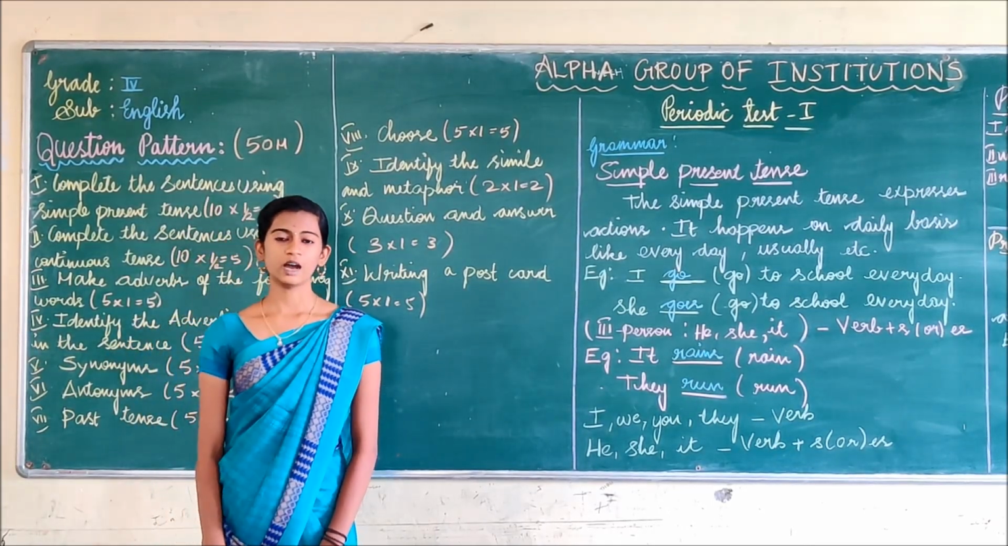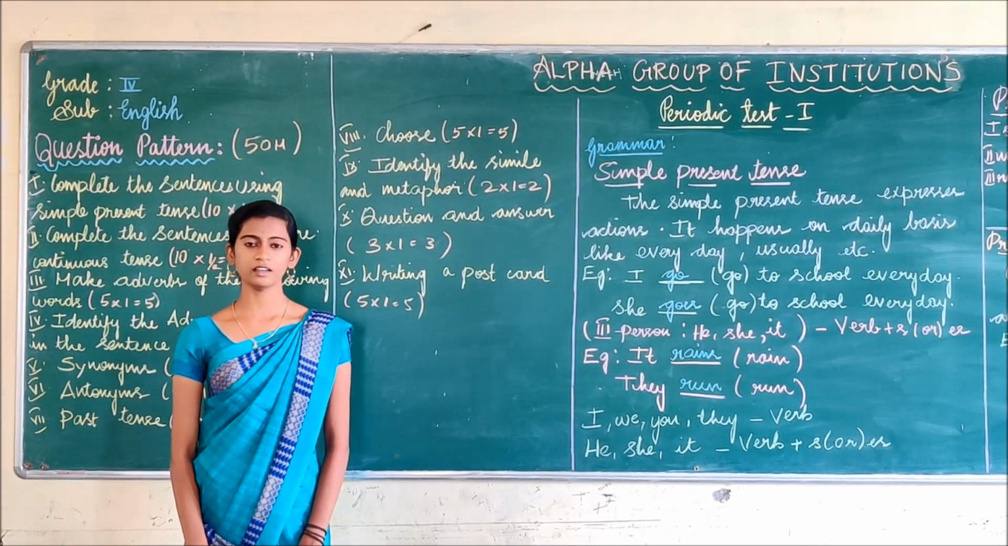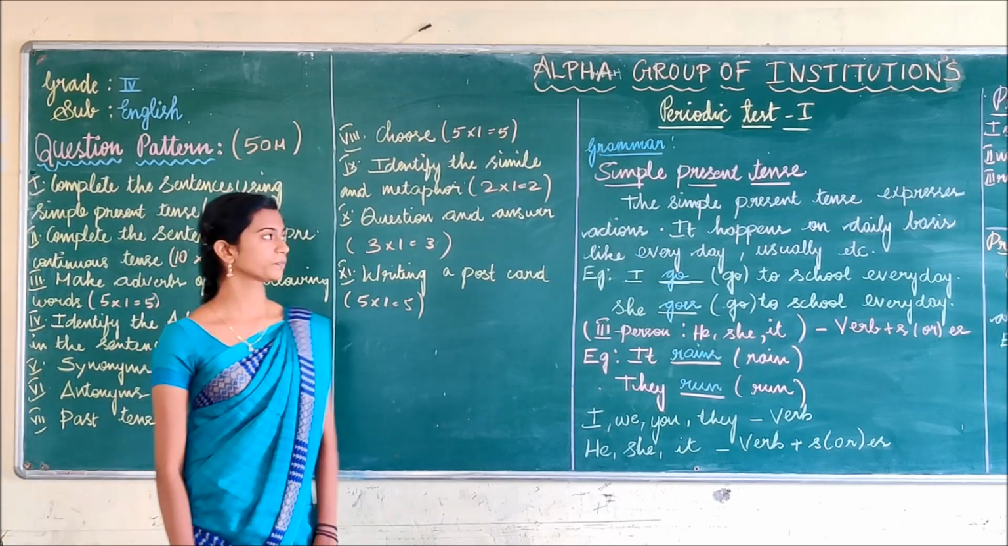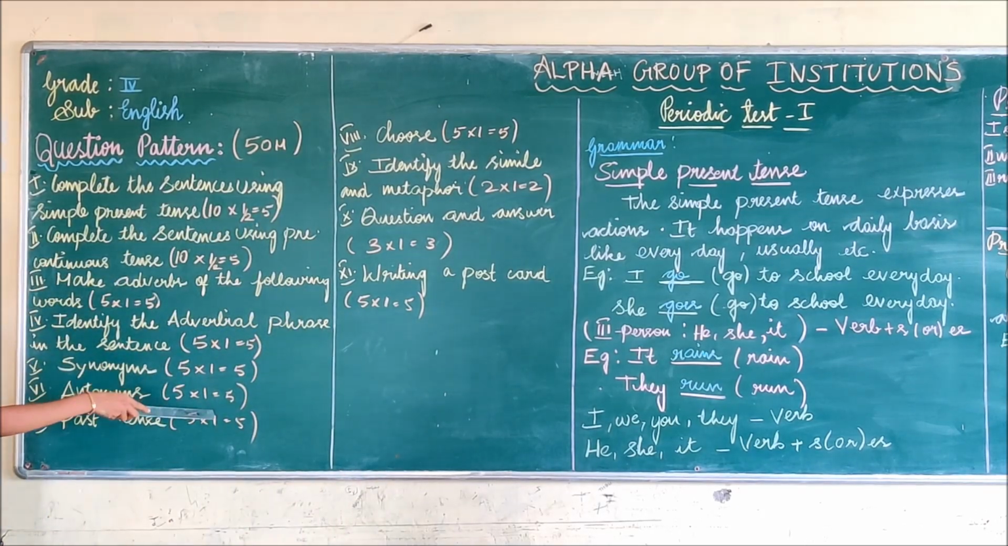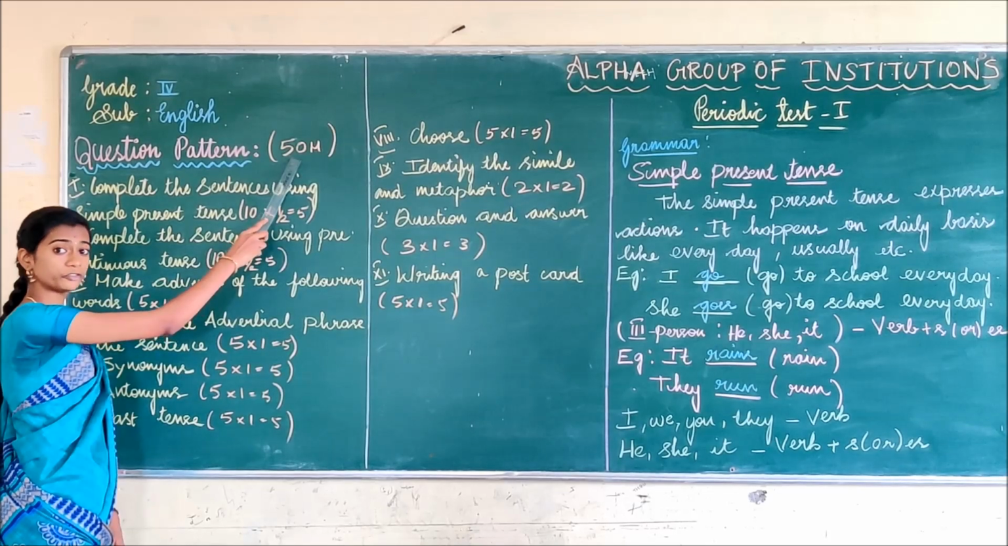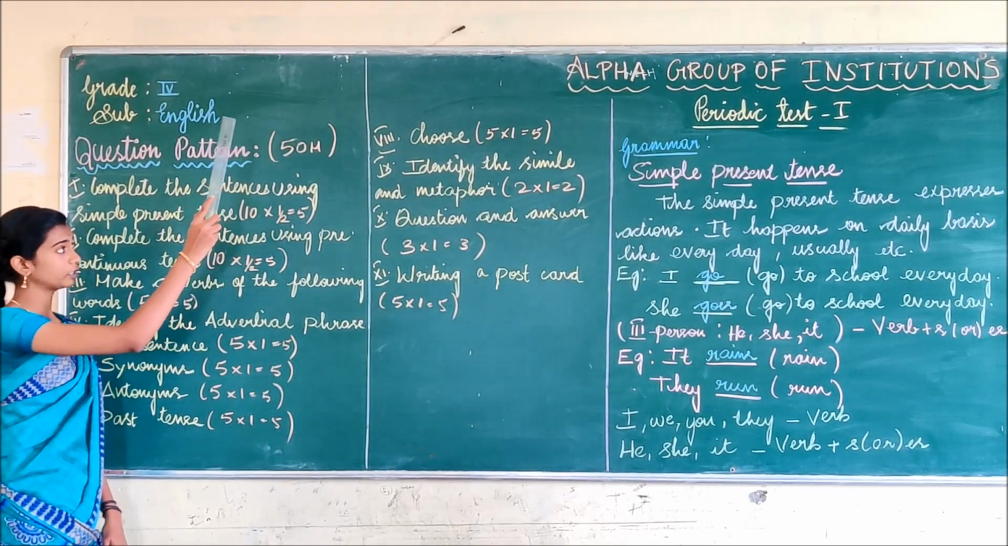Periodic test. Now we are going to see the question patterns and we will discuss now. So this is your question pattern. You are going to write for 15 marks. How many marks? 15 marks.